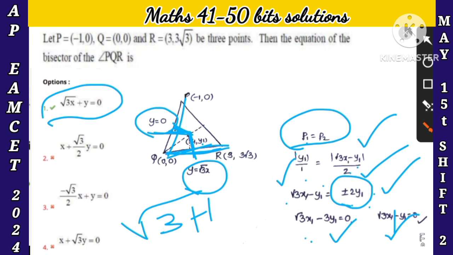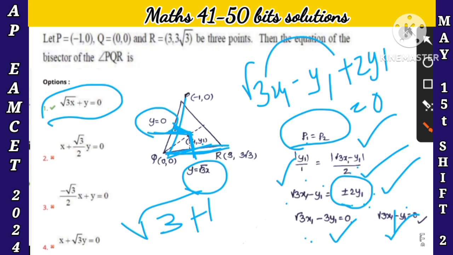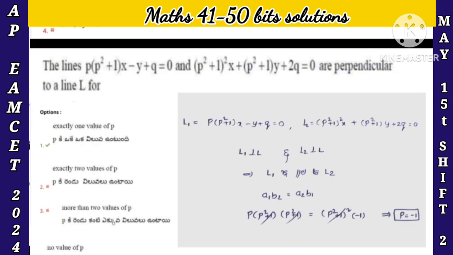Do all of you understand how to get this equation? √3x1 minus y1 is equal to minus 2y1. Write that value to this side, that is plus 2y1. So √3x plus y is equal to 0. That is nothing but the first option. Do all of you understand? Very easy question.